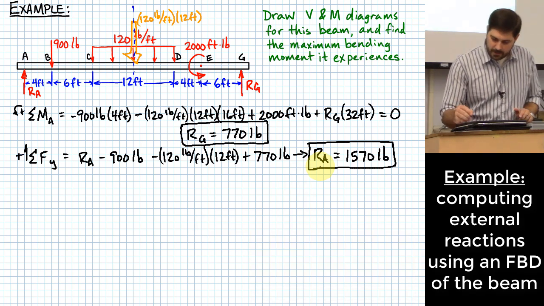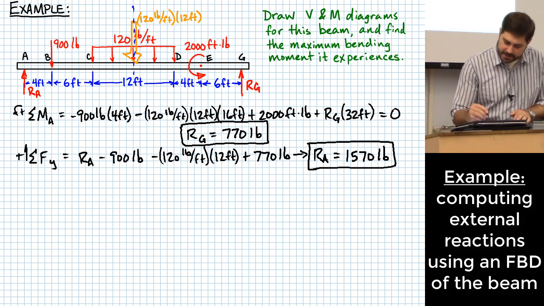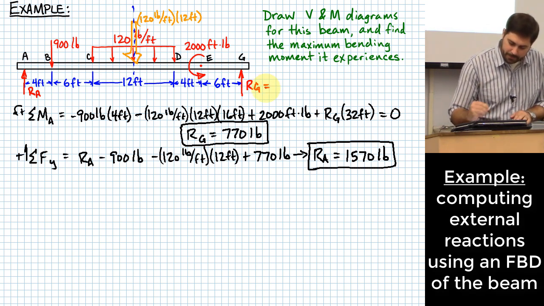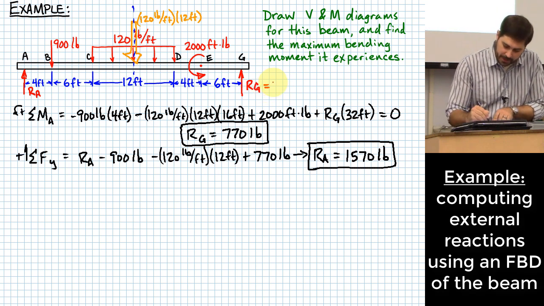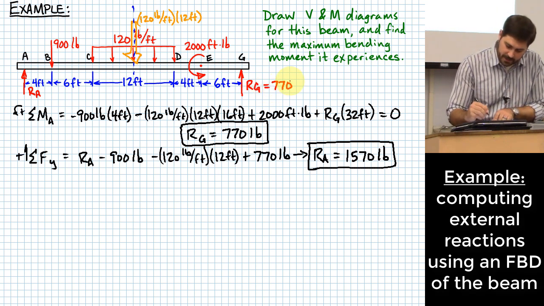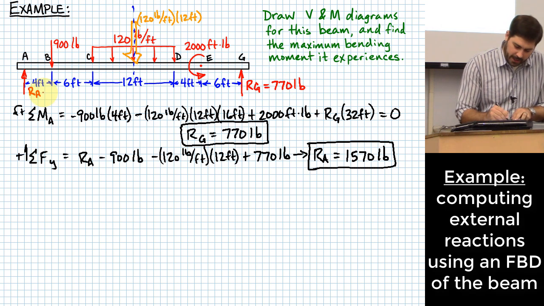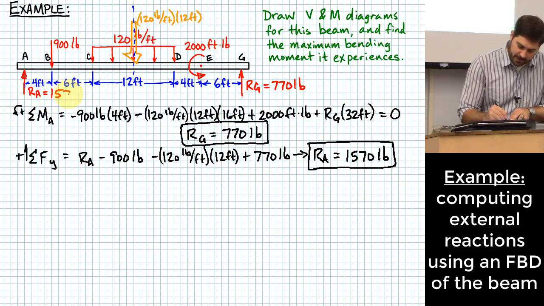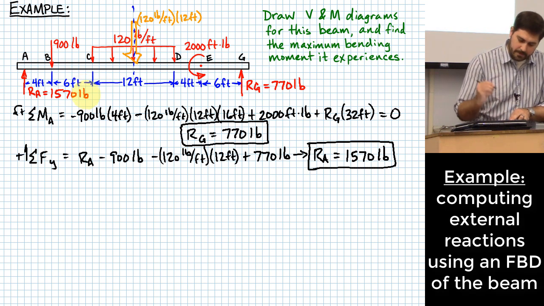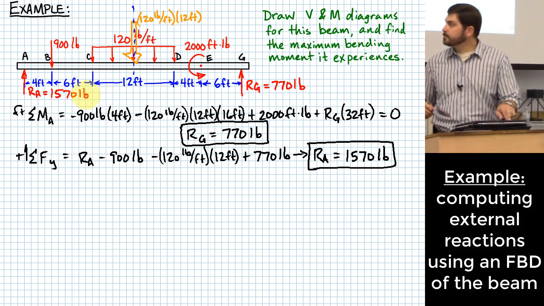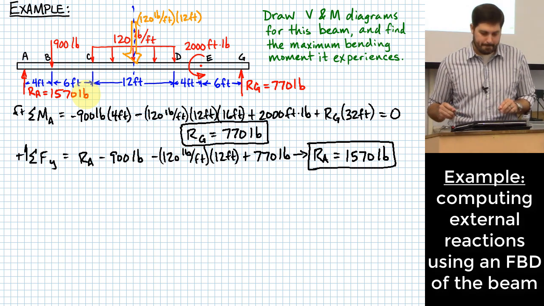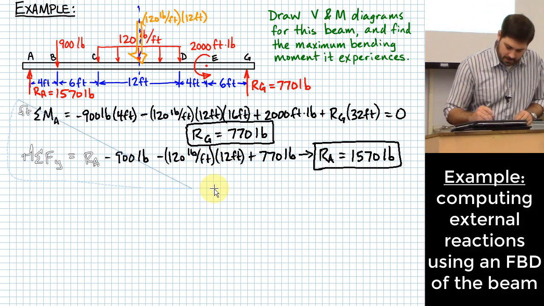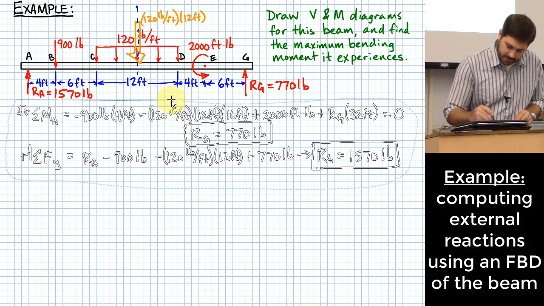Okay. I wanted to do that relatively quickly because that's not my main thrust of this problem, right? We have other things we've got to get to. So RG, let me put it in here as 770 pounds. And RA, let me put it in here as 1,570 pounds. Good? All right. I'm going to get rid of this.